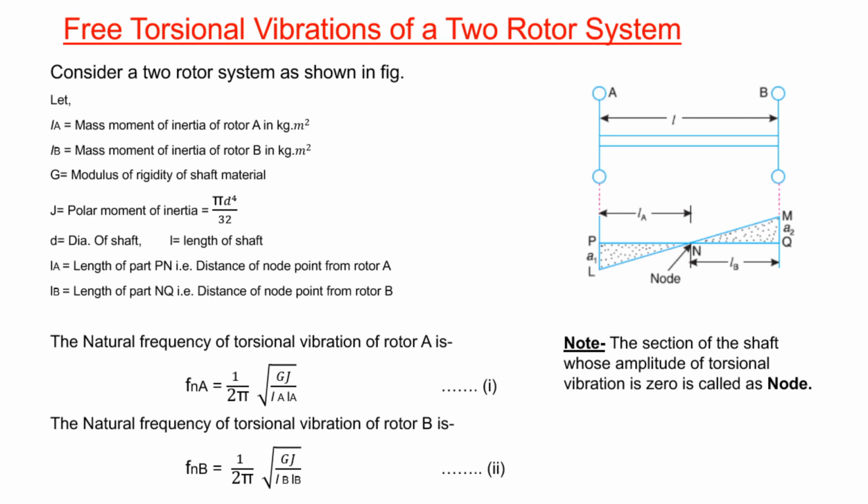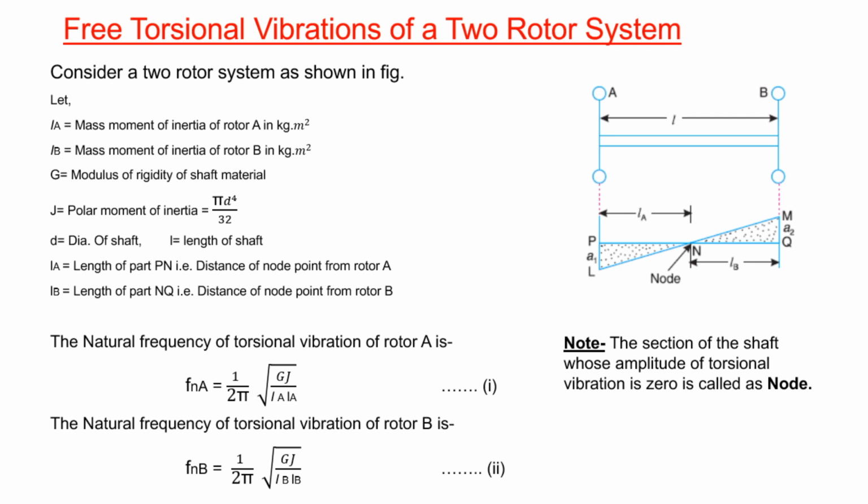Now if a node point is created at a certain distance from disk A and at a certain distance from disk B, then we can assume the part from the node point to disk A as one rotor system, and from the node point to disk B as another rotor system. We know the natural frequency of torsional vibration of a one rotor system. For rotor A, it is Fna = 1/(2π) √(GJ/(LA IA)). We will call this the first equation.